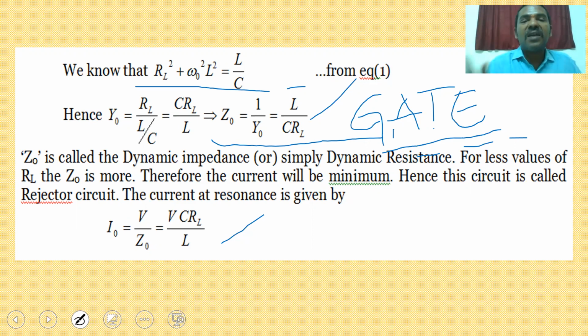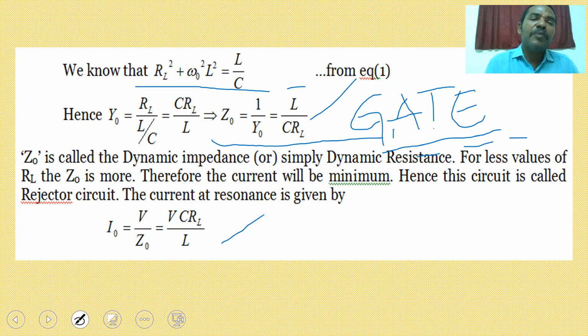If resistance is also not there, then you can say that it is a tank circuit. Only inductance and capacitance are connected in parallel. So that also you can get the same values, replacing the resistance equal to 0 in these equations.